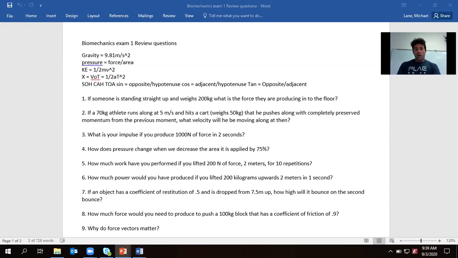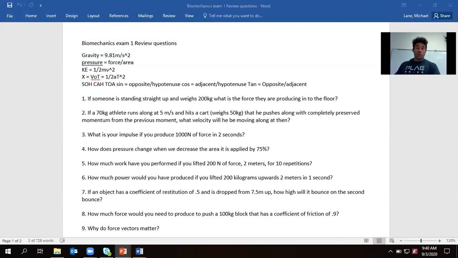Then we need to multiply that by the distance. So you're going to take that 200 times 9.81 times 2 meters, because that's how far we've gone. And now we have our work. So in order to figure out power, we take that work divided by time.